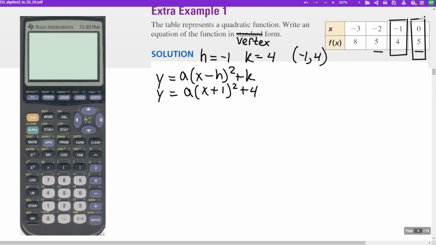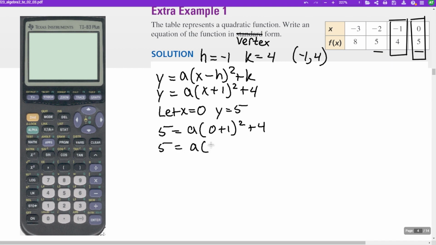So we can let x be 0 and y be 5. So plug those two values in. Now we have 5 equals a times 0 plus 1 squared plus 4. Now we have one equation and one variable, so we can solve for a. Let's go ahead and do 0 plus 1 first. So that's a times 1 squared plus 4.